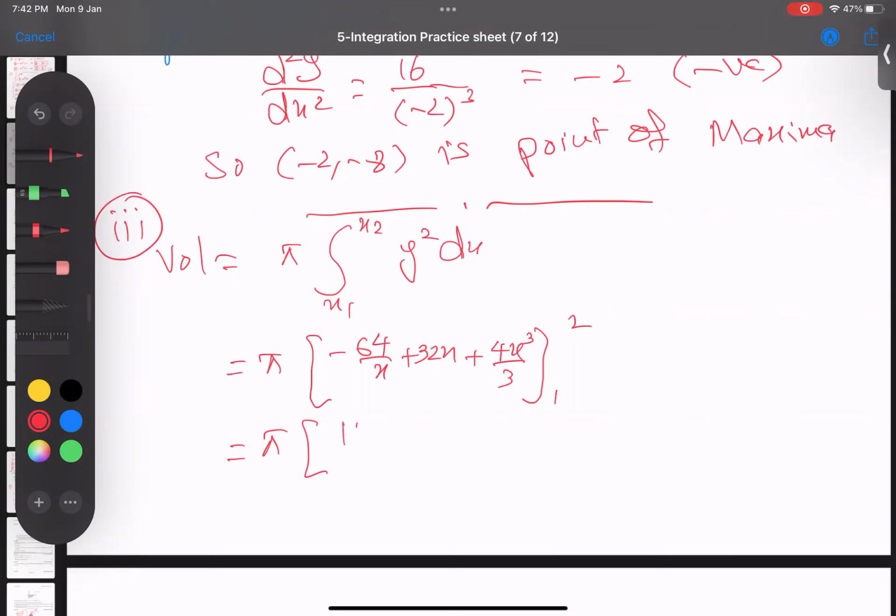It gives me 128 by 3 minus. Now I plug in 1 in each term. So negative 64 divided by 1, no problem, and plus 32 and plus 4 divided by 3. Let me recheck. I replace 1 everywhere. I get negative 92 by 3. And finally, 128 divided by 3 minus this answer, and into pi. So 220 by 3 pi. Cubic units is the unit of the volume. Alhamdulillah Rabbil Alamin. I hope so. The point is very, very clear.